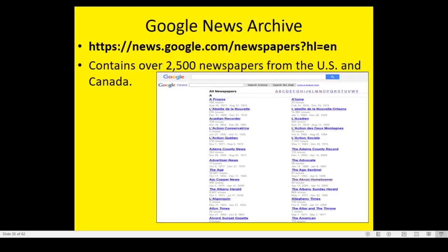So here's Google has a news archives. It's a pretty neat system. Here's the address. It contains over 2,500 newspapers from the U.S. and Canada. And you can select from the list.